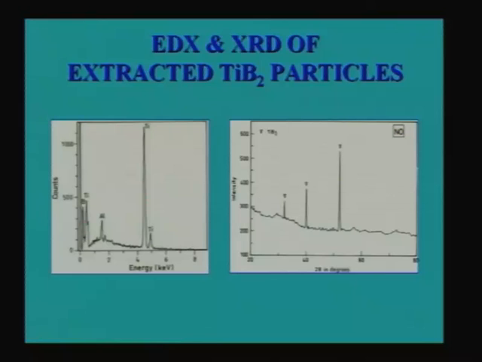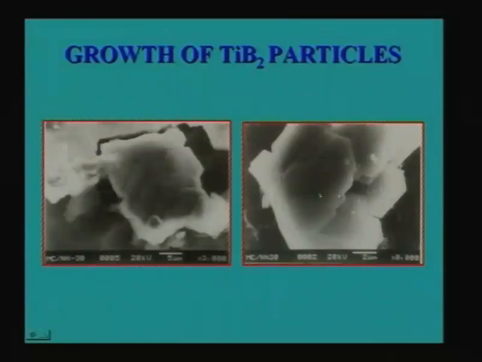So, how to show Al3Ti has been suppressed? By extracting these particles and doing X-ray, and showing that only TiB2 is there and there is no Al3Ti. If the particles also contain Al3Ti, then the X-ray will show the presence of those Al3Ti peaks. So, one can do like that, and one can show that these particles basically grow on the basal plane in a layered structure.